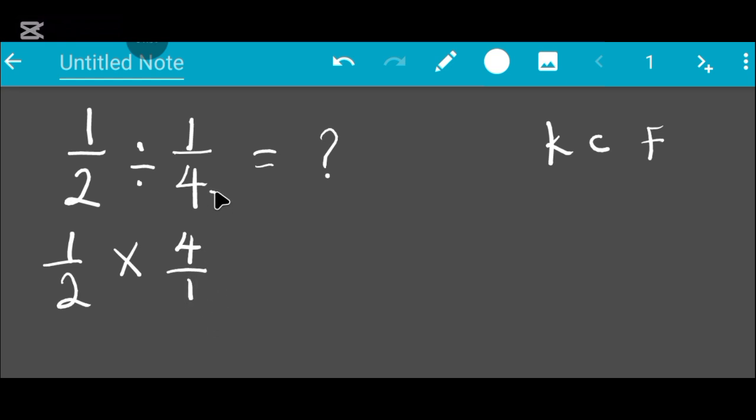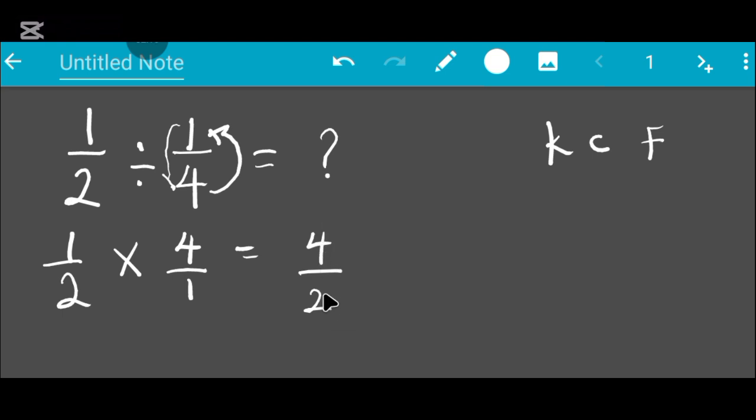To flip means the denominator will become the numerator and the numerator will become the what? The denominator. Now, let's continue. 1 multiplied by 4 will give us 4. And 2 multiplied by 1 would give us 2.